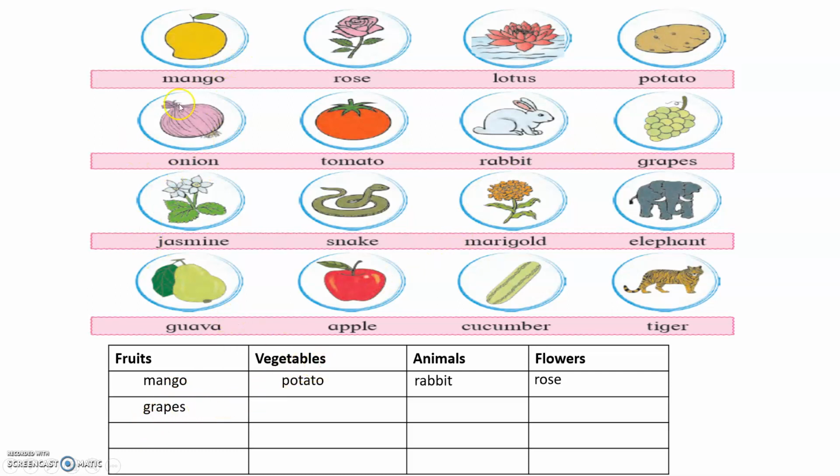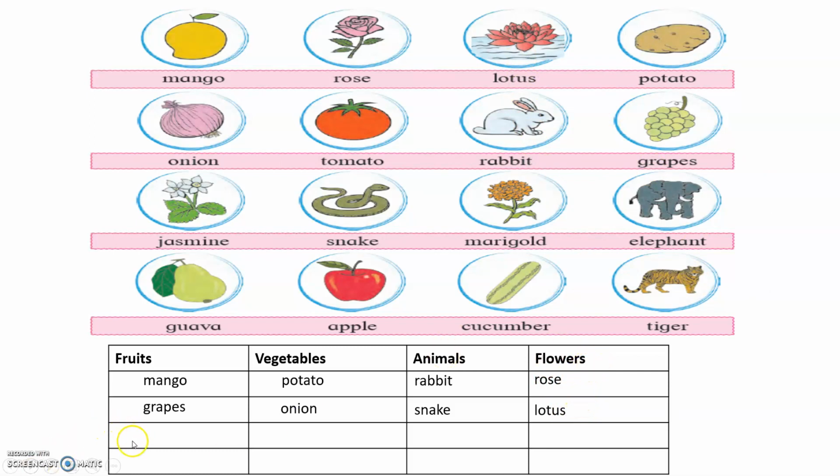Vegetables. Yes, can you see vegetable? We have already finished with potatoes. So next is onion. So we write in the group vegetables. Next is animals. We have already finished with rabbit. Yes, here, can you see the animals? Yes, what animal is this? It is a snake. So snake comes in the group of animals. And the next is flowers. We have already finished with rose. Yes, the next flower is lotus. So lotus comes in the group of flowers.